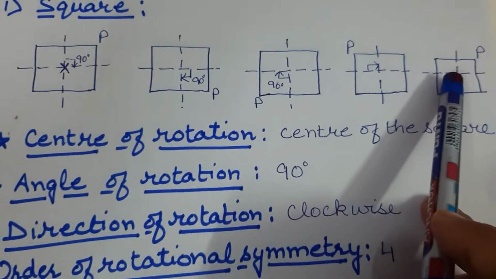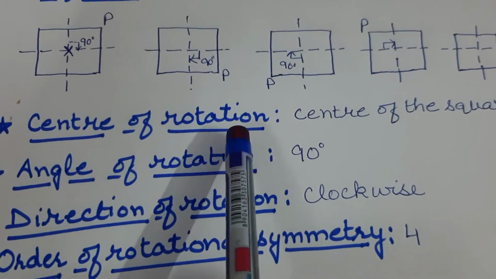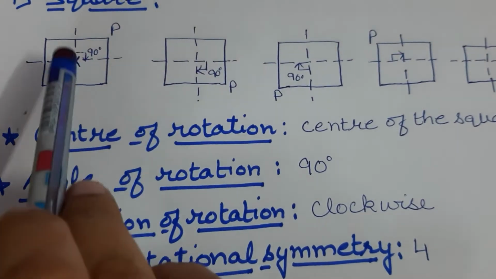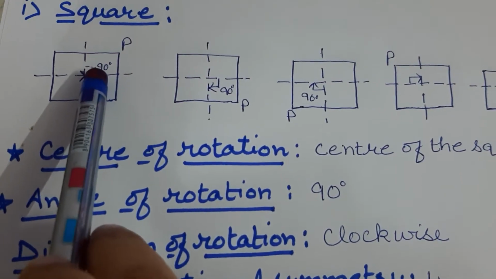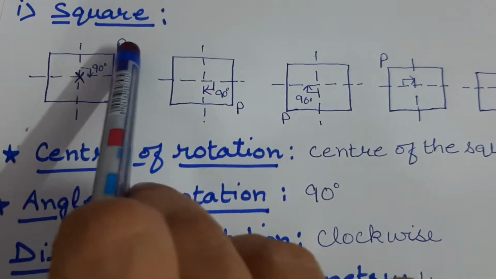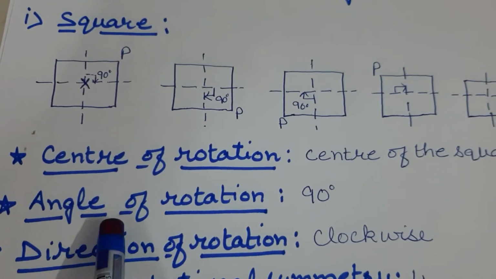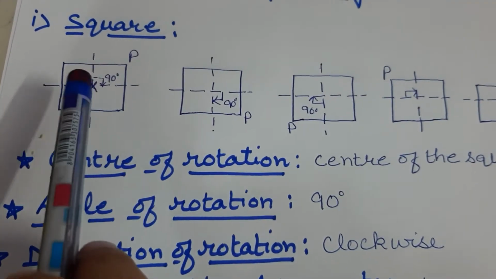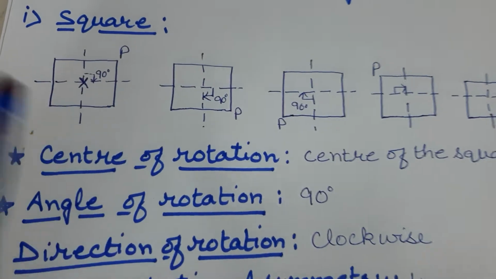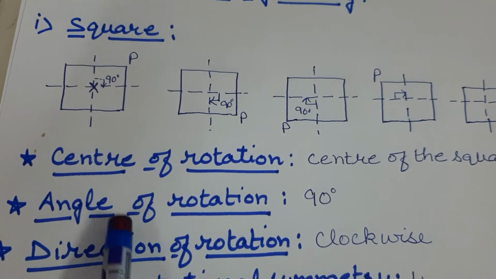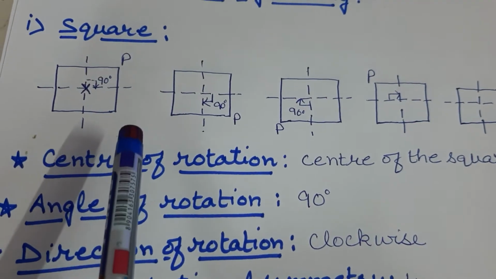Okay, now we will discuss a few terms. First is center of rotation. The center of rotation of this figure is the center of the square, at which this figure is rotating. Next is angle of rotation, which means in each turn how much angle is there? 90-degree. This is called the angle of rotation, meaning at how much angle it is being rotated.